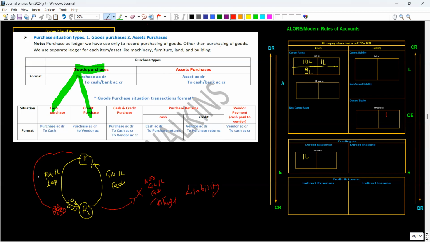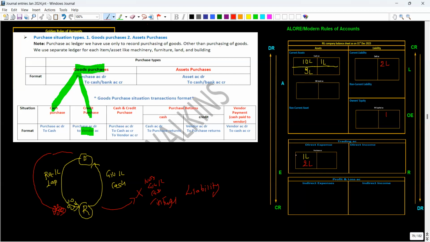Same, it can be laptop, it can be any item. Let's assume 2 lakhs. So purchase account debit 2 lakhs. Instead of reducing the cash account, next I'm increasing the liability. Purchase account debit 2 lakhs and Dell account credit. This time I'm using the supplier name, because it is a credit purchase. So purchase account debit 2 lakhs and vendor account credit 2 lakhs.